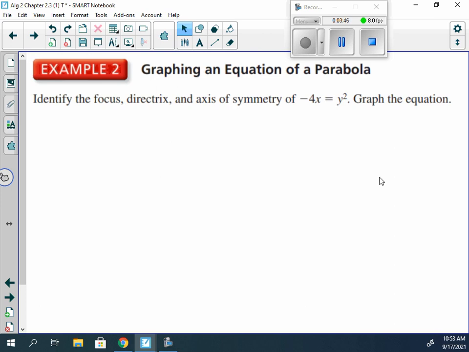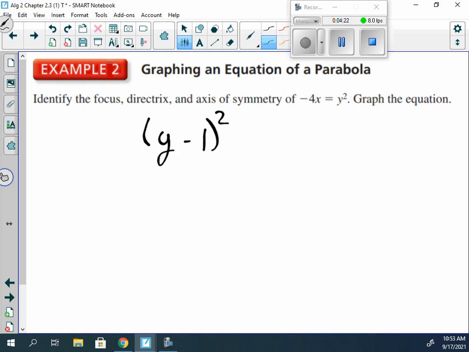Now, most of the examples we'll work with today and Monday, the vertex is going to be 0, 0. One of the ways that I would know that, if I wasn't just directly telling you the vertex is 0, 0, is when I look at this equation here. We have an x variable, yes? We have a y squared. Do we have any other variables? Well, no.